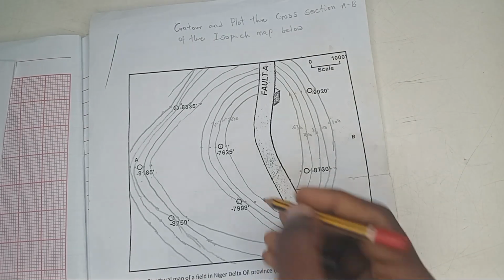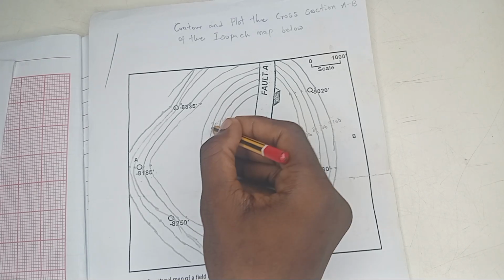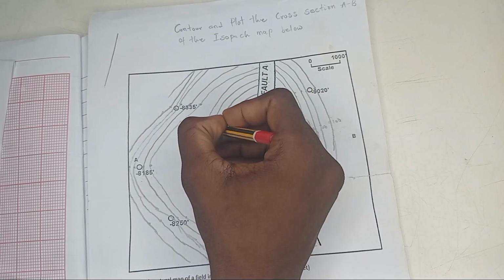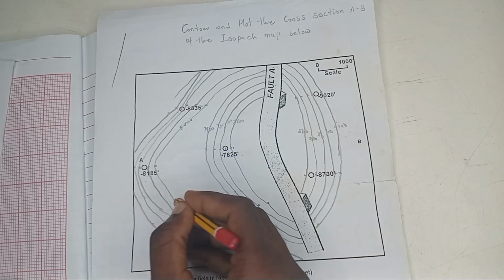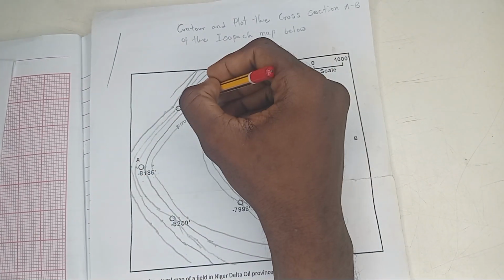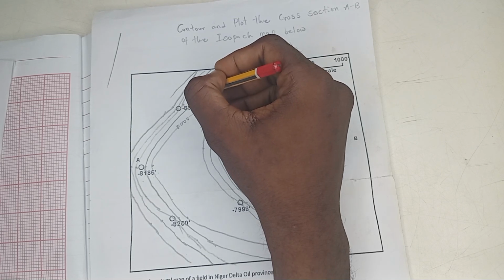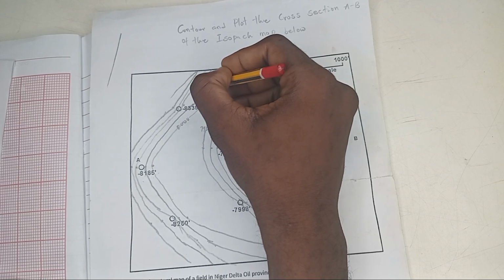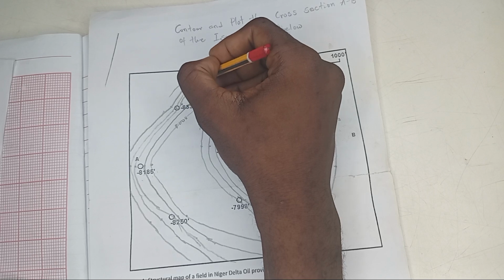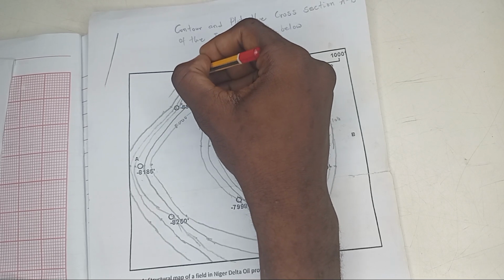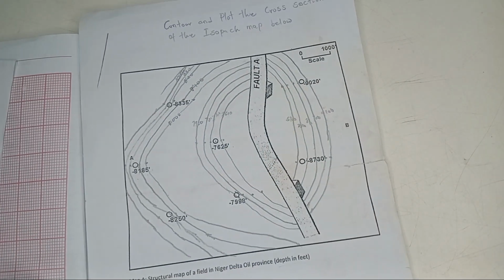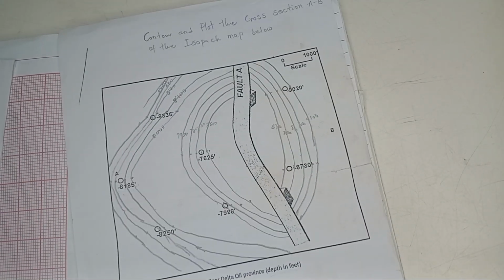9,100. Okay, so this 7,600, 7,700, 7,800, 7,900, 8,000. Write at both sides, 8,000 here, 8,000 here. But anyhow, 8,100, 8,200, 8,300, and 8,400. Good. So we've contoured our isopach map.